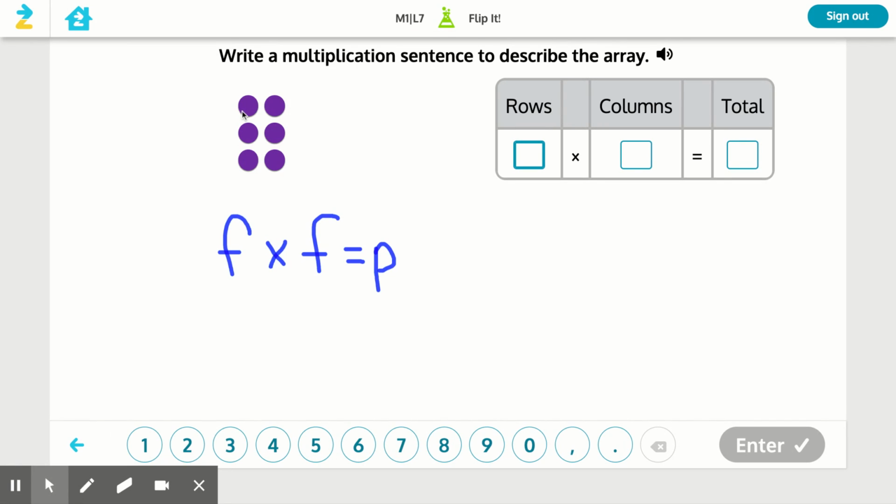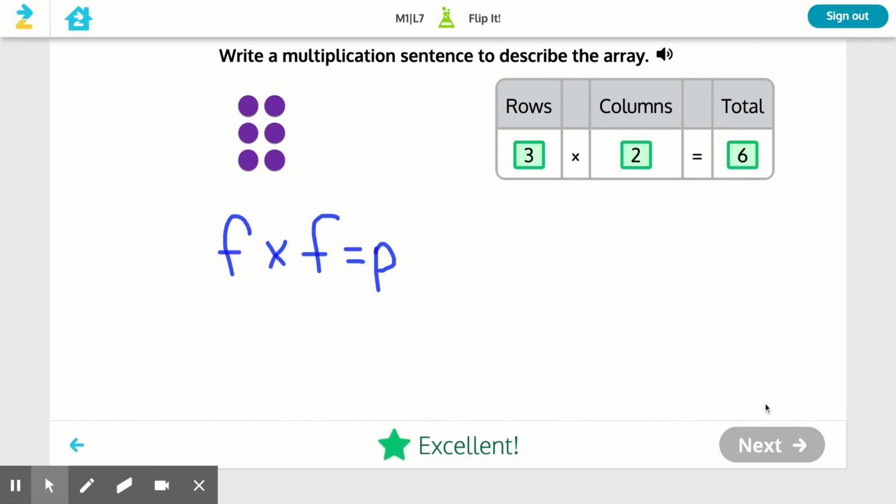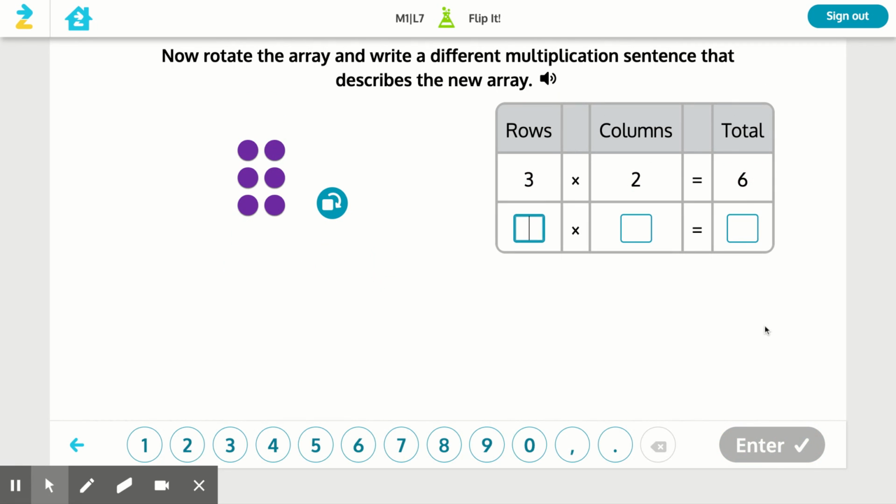Did you say that your multiplication sentence was 3 to describe the number of rows, 2 to describe the number of columns, for a total of 6? Your multiplication sentence should have read 3 times 2 equals 6. Now, let's rotate our array and describe this one. Please write your multiplication sentence in the Nearpod at this time.